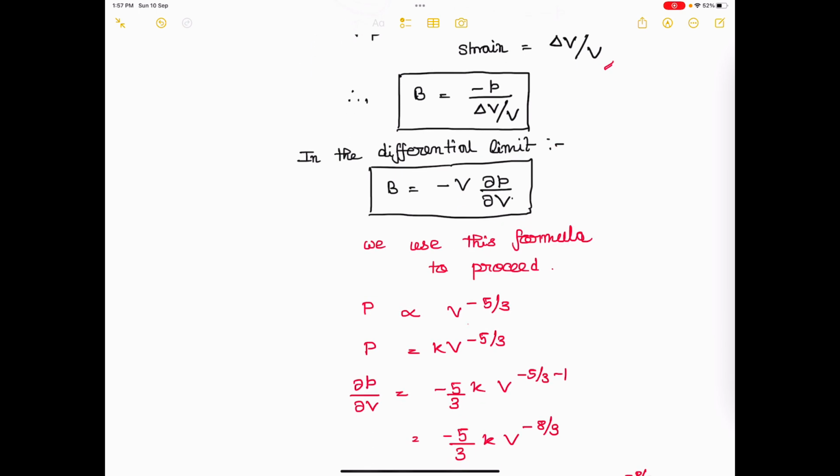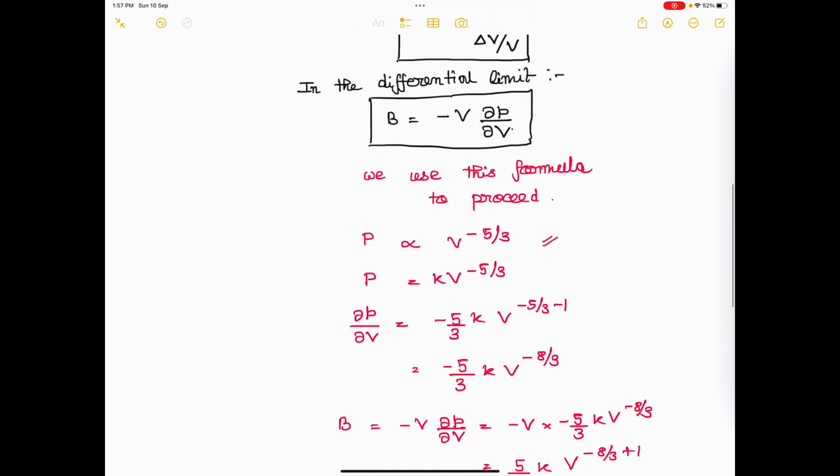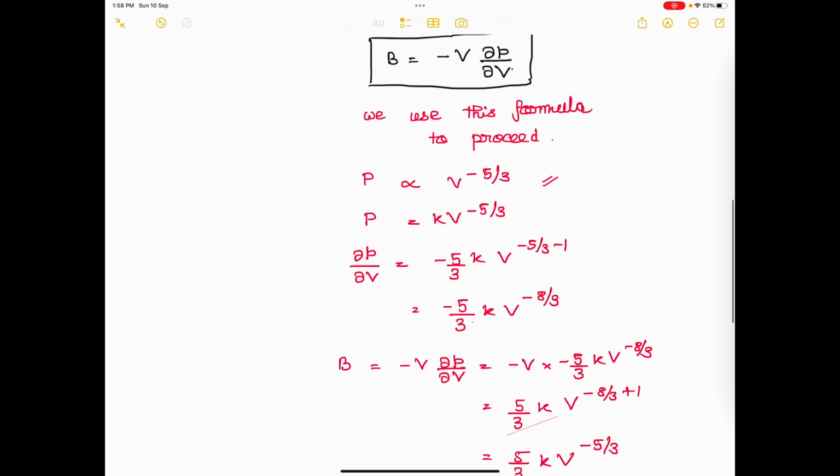Now given in this question is that P is proportional to V to the power minus 5 by 3. So I can write it as P equals K into V to the power minus 5 by 3. Now I need to find dP by dV, so I differentiate with respect to volume. Although you can write it as dP by dV because it depends only on the volume, we get minus 5 by 3 K V to the power minus 5 by 3 minus 1, which is minus 5 by 3 K V to the power minus 8 by 3.